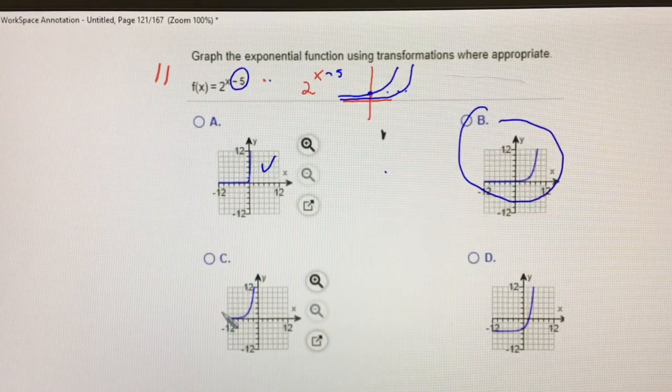Notice this one is the normal graph. This one actually went left. This one actually went down, so it has to be choice B.